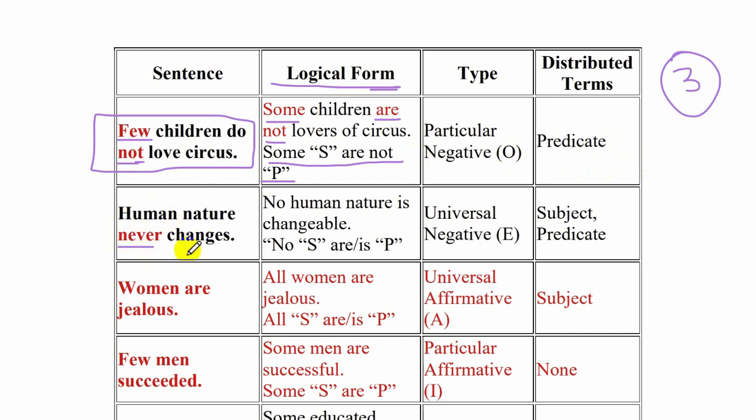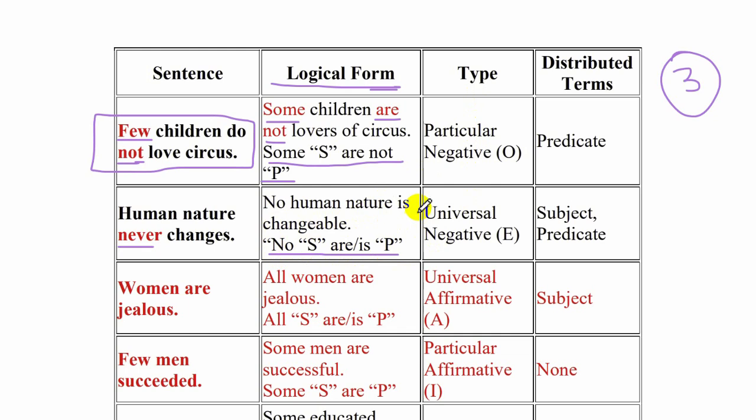Next, human nature never changes. Never means no. So you should be able to determine what type of proposition it is by the keyword. The standard logical format would then be No S is P or No S are P. Both are copula; is is also copula, are is also copula. So for human nature never changes, we say no human nature is changeable. You have to understand this a little bit and just write it, and also write the standard logical form.